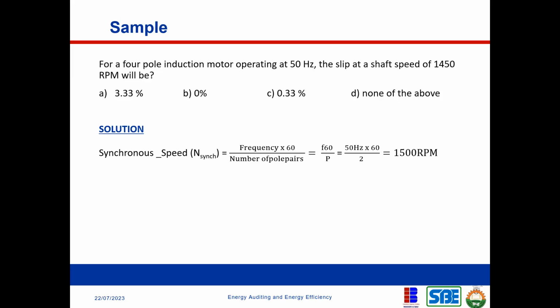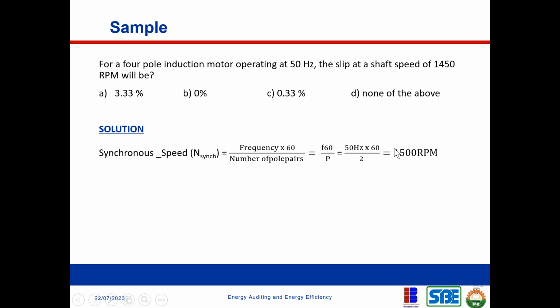We first of all have to calculate the synchronous speed. Synchronous speed means the speed at no load. That's what synchronous speed means: the speed of the motor at no load, more like what the motor is rated. We are given that the frequency is 50, times 60, divided by 2. Remember, I told you that if your poles are 4, you divide by 2 to get the pole pairs. When we do this calculation, we have 1,500 RPM.